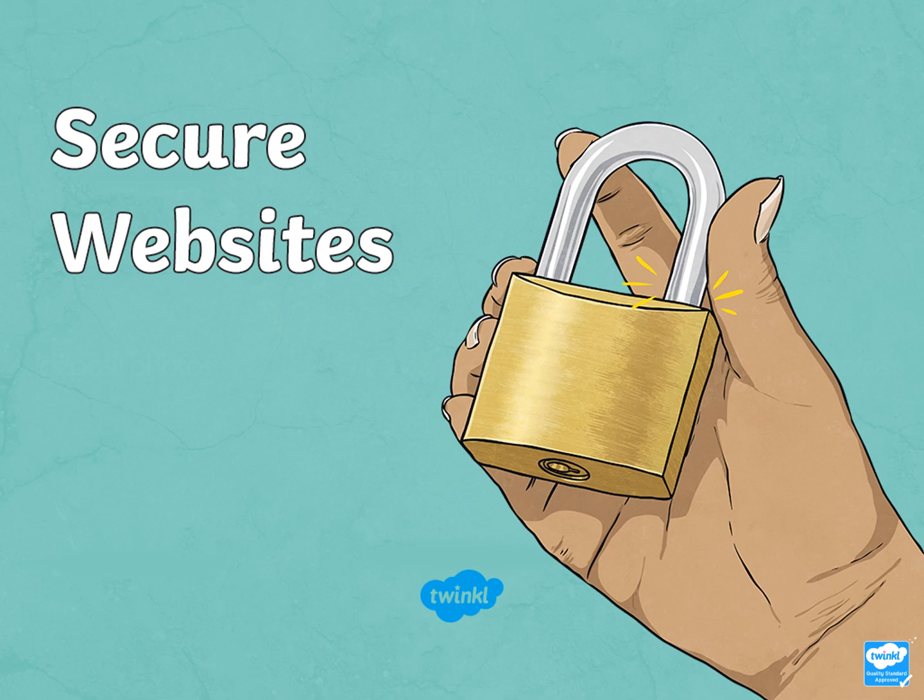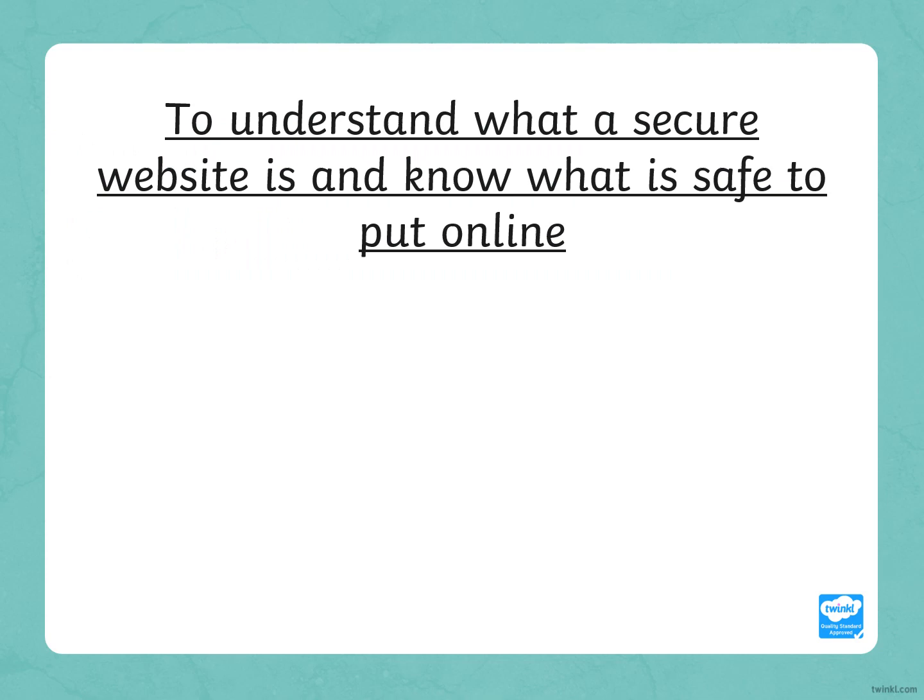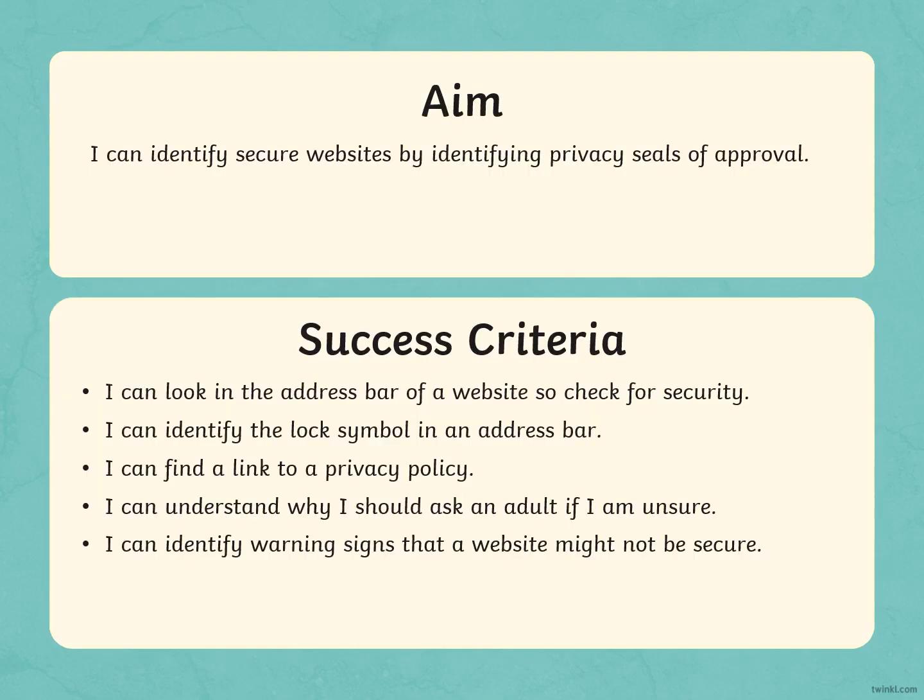Hi boys and girls, today in our ICT lesson we are going to be having a look at secure websites. So we're looking to understand what a secure website is and to know what is safe to put online. Our aim: we can identify secure websites by identifying privacy seals of approval.